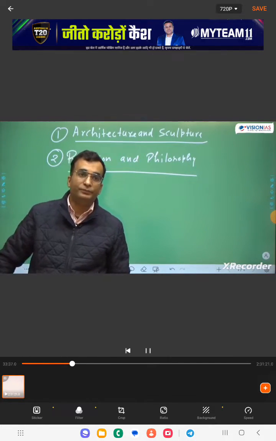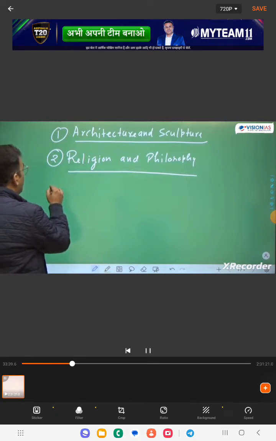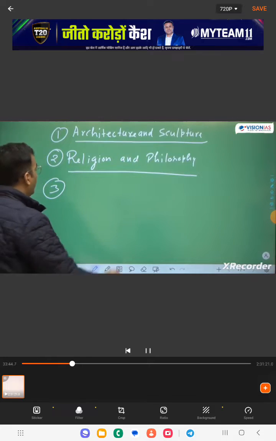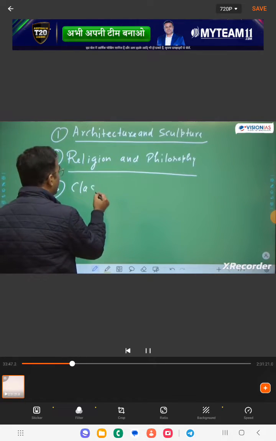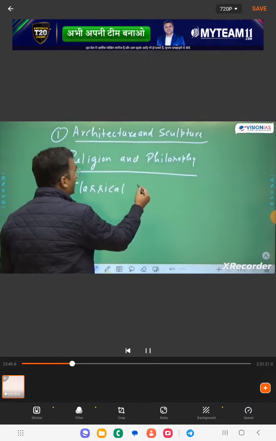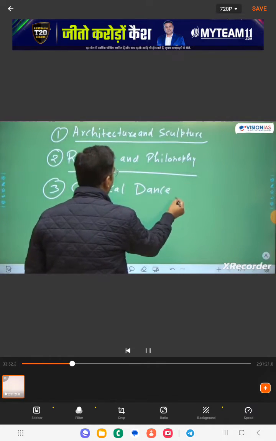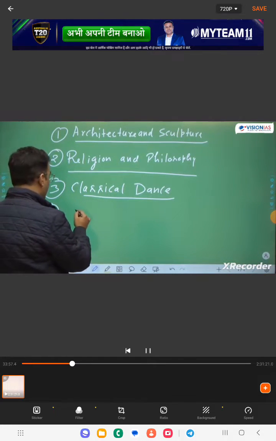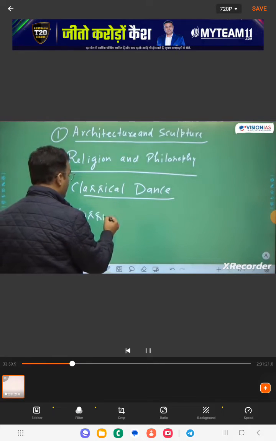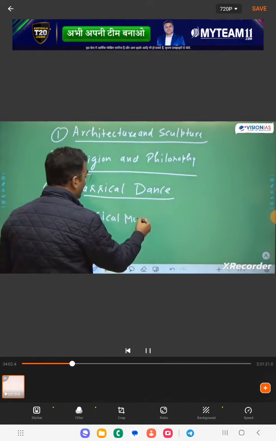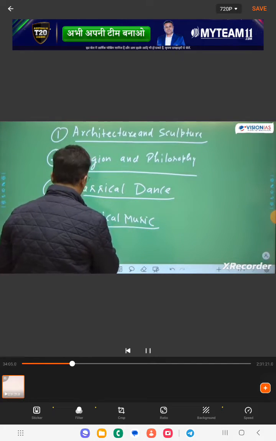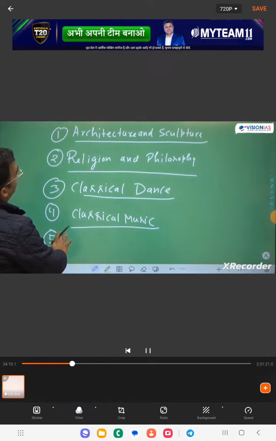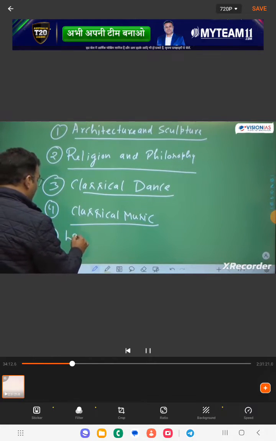Then the third one, after religion and philosophy, we will enter into classical dance, and then the fourth would be classical music. So classical dance and then classical music, and the fifth would be, after this, language and literature.